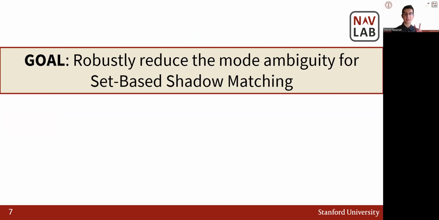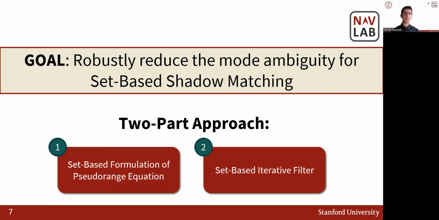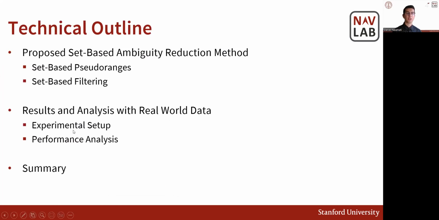And we're going to do this in a 2-step approach. First, we're going to formulate the pseudorange equation in a way that's friendly to set-based operations. And then secondly, we're going to derive an iterative filter that's fully set-based, that's going to be able to take in that set-based form of the pseudorange equation. So going into our outline, we're first going to go into the methods where we talk about these 2 parts of the approach, the set-based pseudorange and then the set-based filtering. And then we're going to look at real-world data to validate our approach before going into the summary.